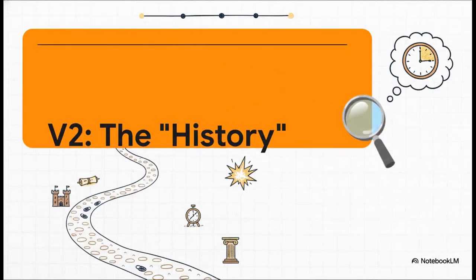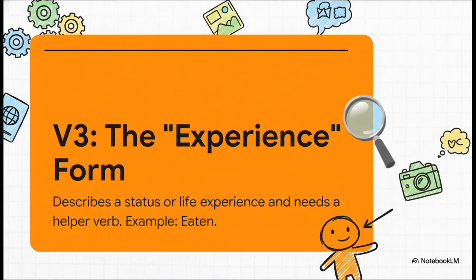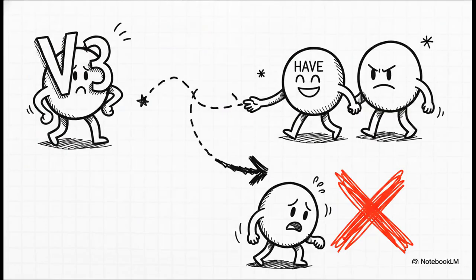Then there's V2, the history form. This one's for a specific moment in the past that's totally finished. And finally, V3, the experience form. But this one's got a catch. It needs a helper. Yeah, V3 absolutely cannot stand alone. It's got to have that helper verb like have or has.